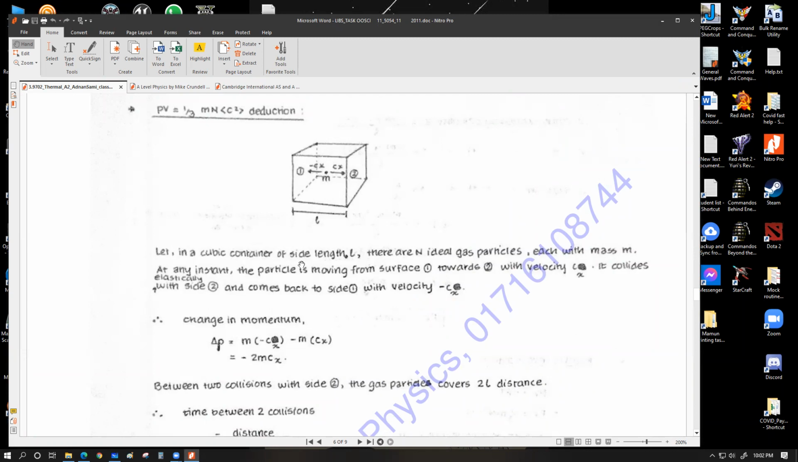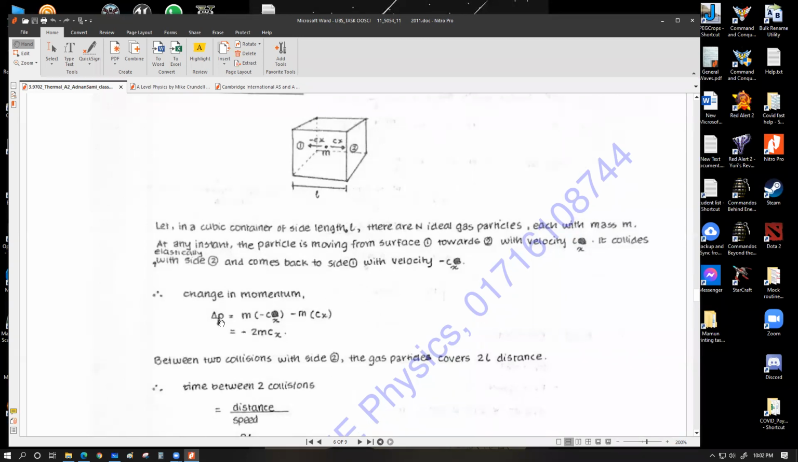So let's say in a cubic container of side length L, there are n ideal gas particles, each with mass m. At any instant, the particle is moving from surface 1 towards surface 2 with the velocity cx. It collides elastically with side 2 and comes back to side 1 with velocity minus cx. That is our scenario. So in this collision process, what would be the change in momentum?